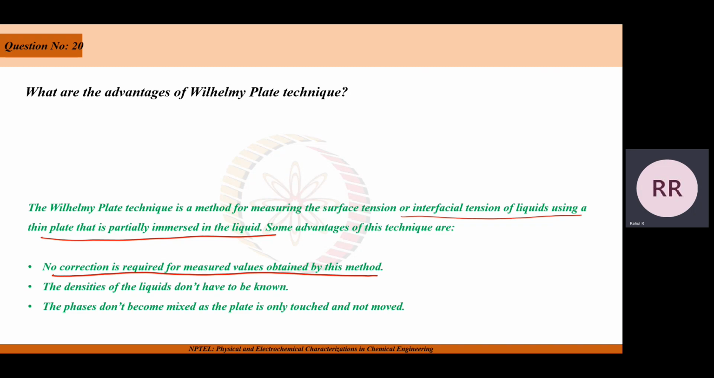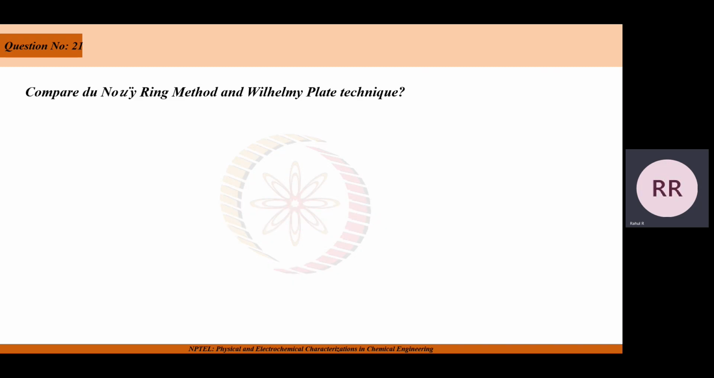We are just touching it. We are not moving anything. So it means that the two liquids do not become mixed with one another. So those are the major advantages of the Wilhelmy plate technique. Now we go to the next question, which is: compare the Du Noüy ring method with the Wilhelmy plate technique.